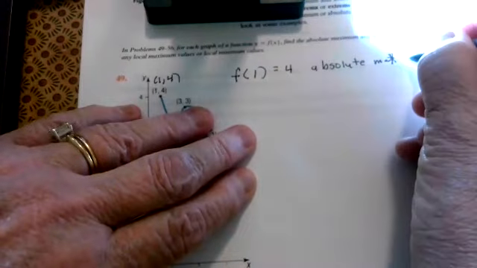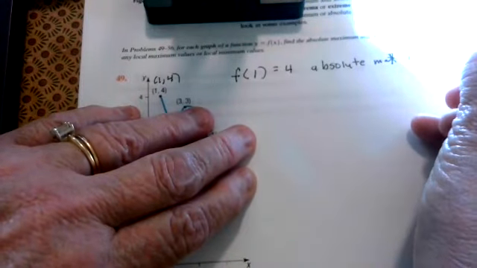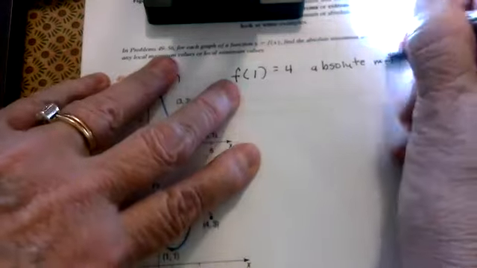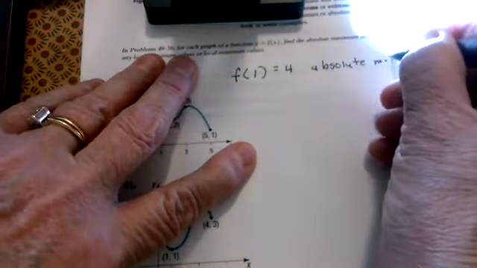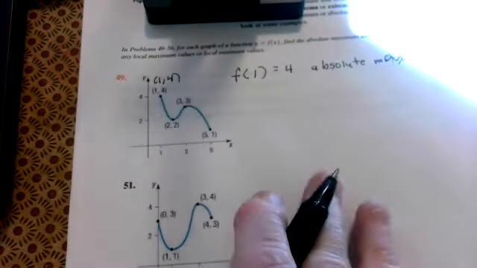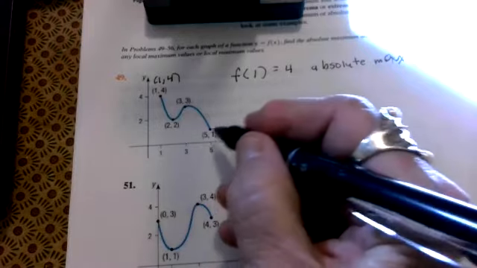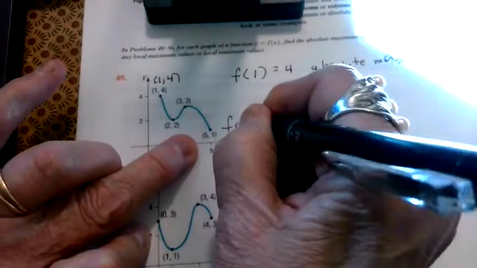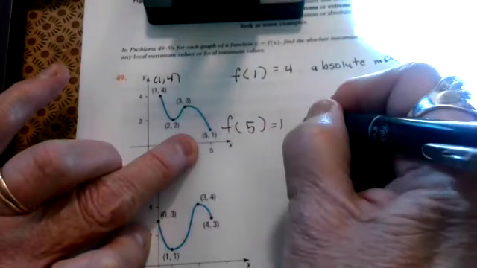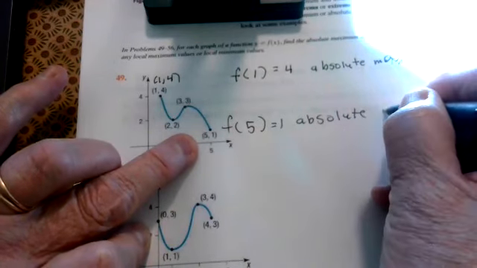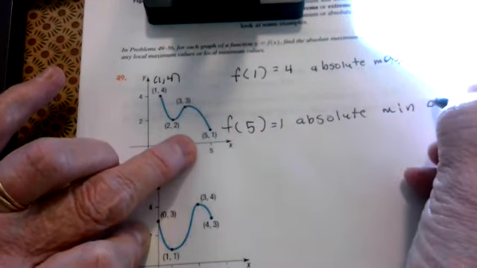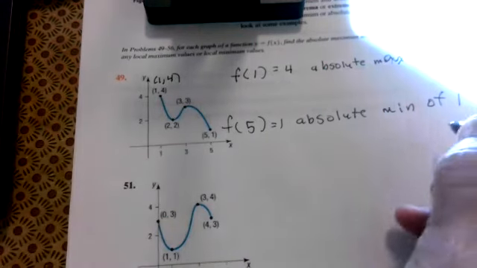And it's of y equal 4. So the absolute max, you would say, is 4, but where it occurs is 1. And it's an absolute max because the y value is higher than any other y value. Now, right here, we have, and this is f of 5, which is equal to 1. We have an absolute min. That's the lowest point on the graph.